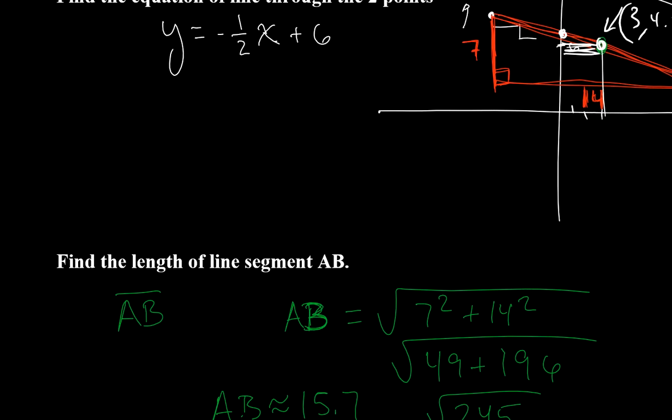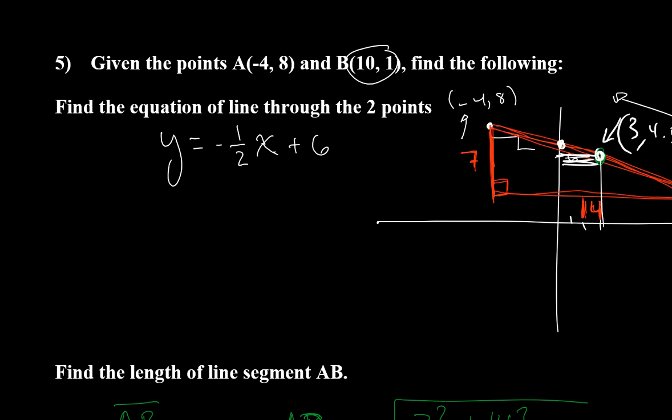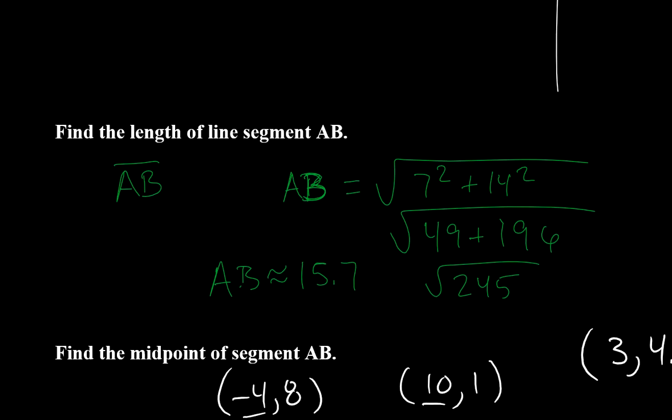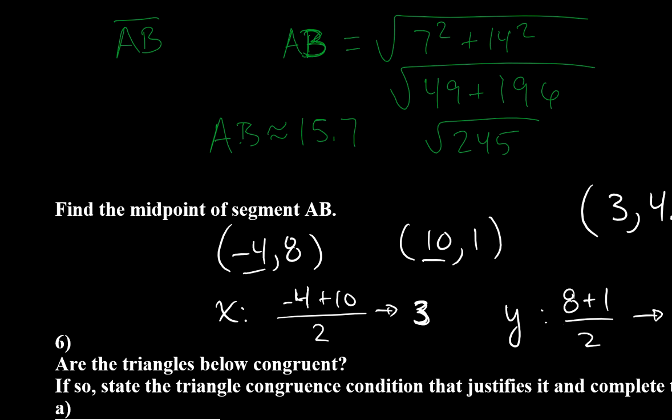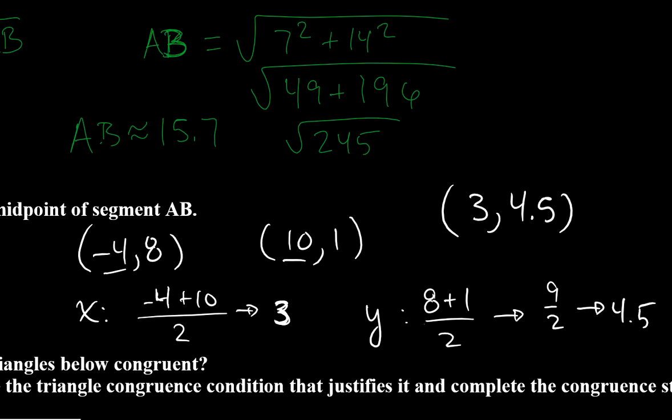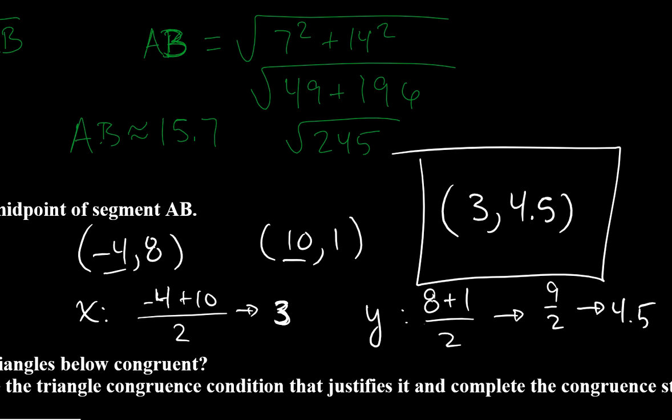All right, so 3 different things there, right? Given 2 points, we found the equation of the line that goes through those points. We were able to figure out how long the segment is that joins those points, and we were able to find the middle location, the midpoint of those 2 points. So that's the end of question number 5.